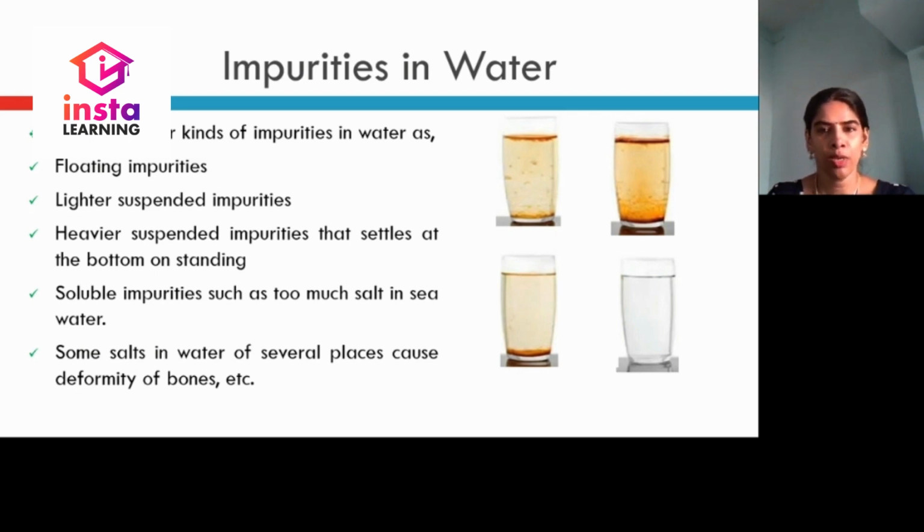The picture shows the first glass tumbler having floating impurities. The second glass tumbler at the top shows lighter suspended impurities. The third tumbler shows heavier suspended impurities that settle at the bottom on standing. The fourth kind of impurities is the soluble impurities as seen in seawater.